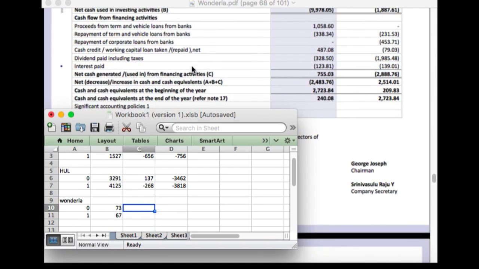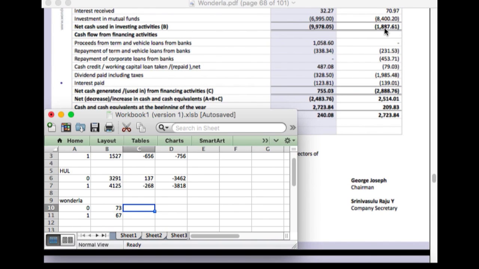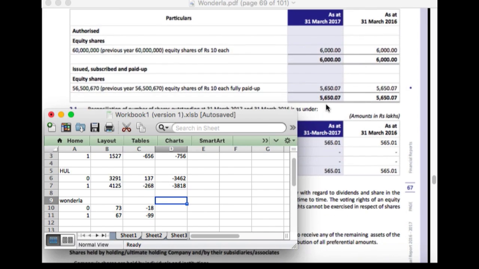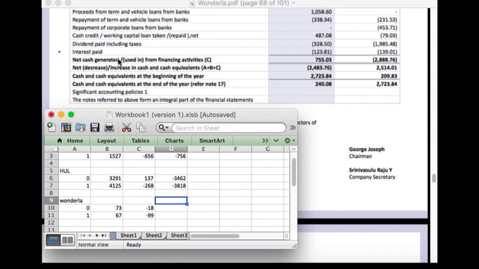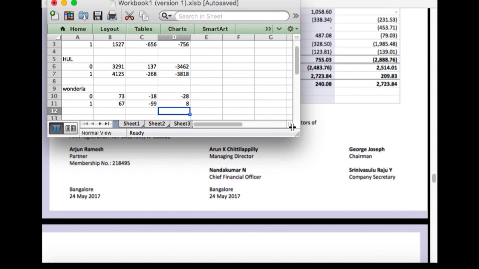Then cash flow from investing activities negative 18 and negative 99. Then cash flow from financing activities negative 28 and positive 7.5, so I'm going to say positive 8. So now we have some data to play around.